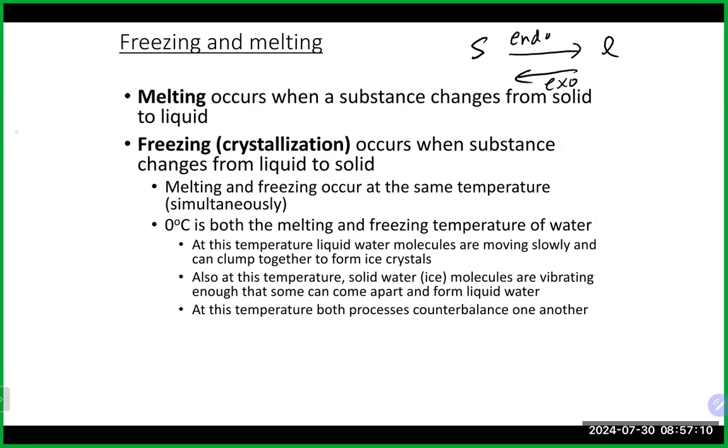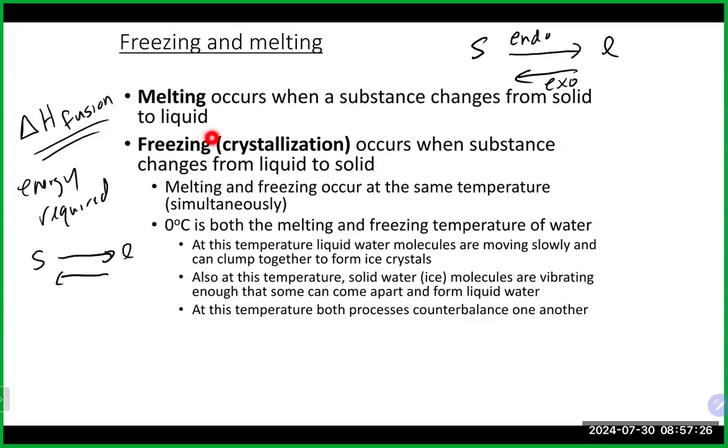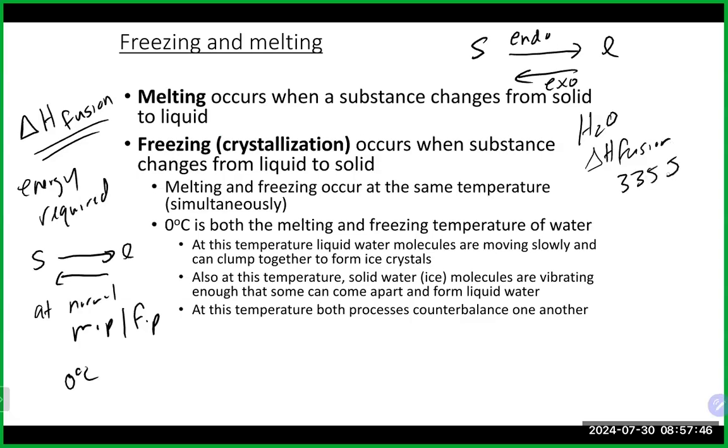And just like we saw with liquid to gas and gas to liquid, there is a delta H of fusion, as it's referred to. And that's the energy required to do that change, go from solid to liquid or liquid back to solid at the normal melting point, freezing point temperature. Again, for water, that would be 0 degrees Celsius is basically where that occurs. By the way, for something like water, the delta H of fusion is about 335 joules per gram.